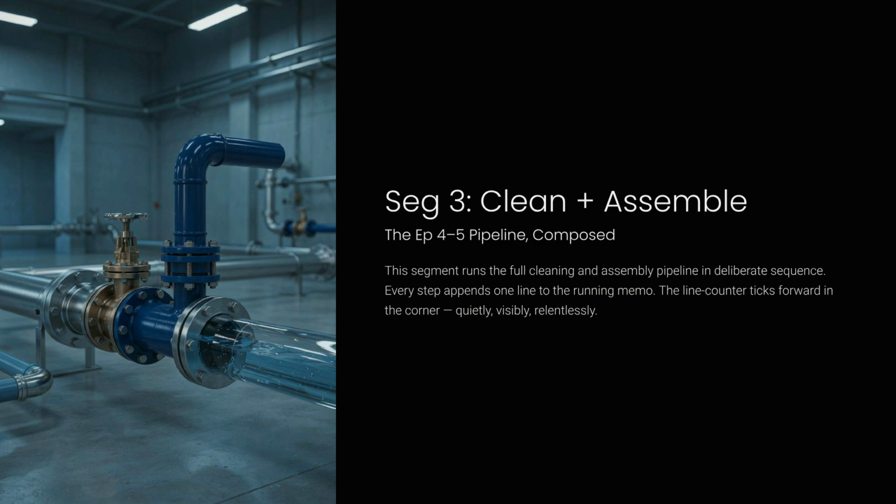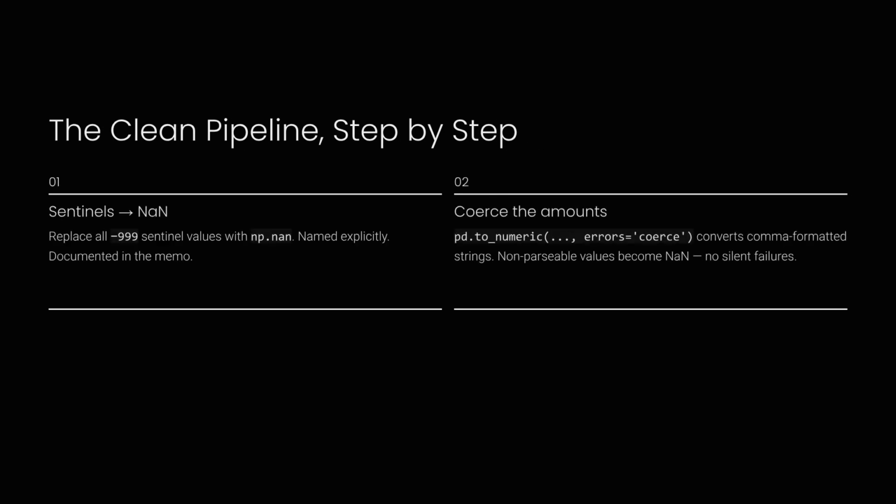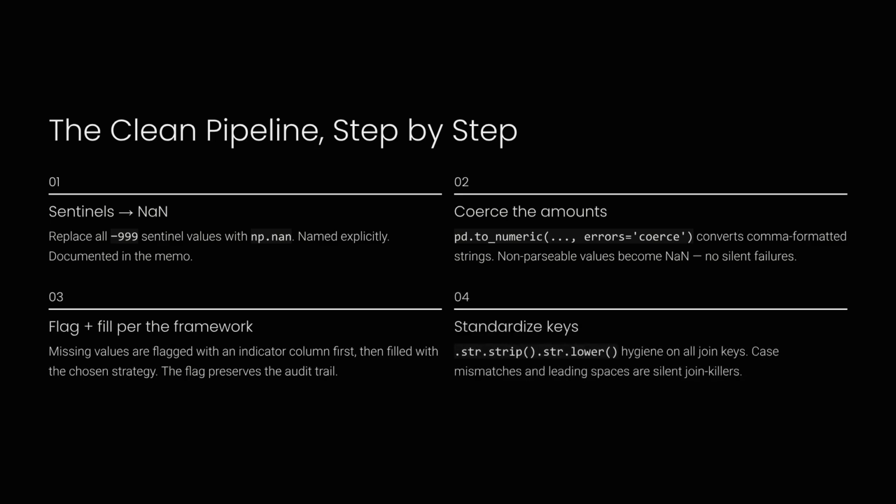Now we enter the cleaning and assembly segment. We follow a deliberate sequence for our pipeline, meticulously appending every step to our documentation while tracking our progress through a visible line counter. Our cleaning pipeline follows 4 steps: replacing sentinel values with NaN, coercing data types to ensure numbers are handled correctly, flagging and filling missing values systematically, and cleaning join keys to avoid silent failures.